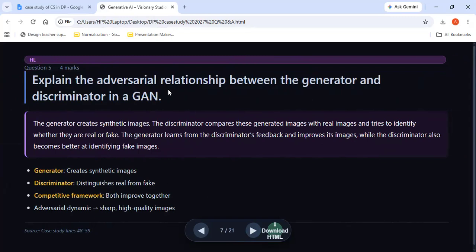Explain the adversarial relationship between the generator and the discriminator. The generator creates synthetic images. The discriminator compares these images with real images and tries to identify whether they are real or fake. For example, the generator can be thought of as a student who writes something, whereas the discriminator is like a teacher who corrects it, comparing the answer with the real answer and trying to understand whether it is a fake image or a real image, a real answer or a fake answer.